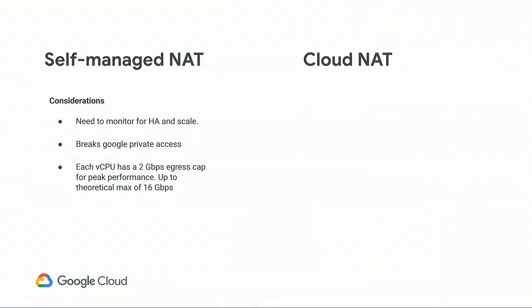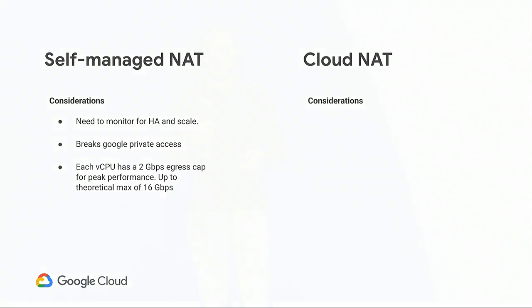Next is the same point I mentioned earlier with multi-NIC VMs. Each vCPU has about 2 gigs peak performance, and as you use 8 cores, you get 16 gigs as max peak performance. Now, what is Cloud NAT and how does this help at all?